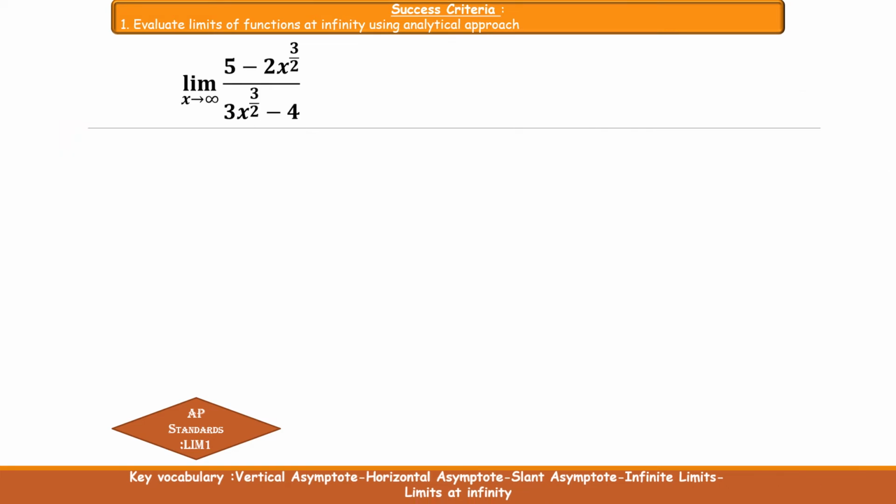We need the answer till the end. Let's try here. So here, look at this. What is the degree of the numerator? Degree of numerator, it is 3 over 2, right? And what is the degree of denominator? It's also 3 over 2. Okay, so now focus on the denominator's degree. It is 3 over 2. So x to the power of 3 over 2 is your variable with the highest degree.